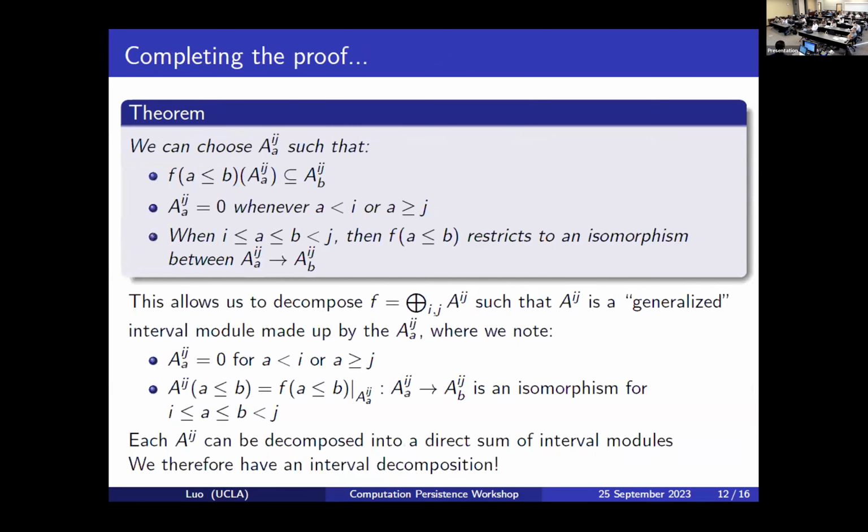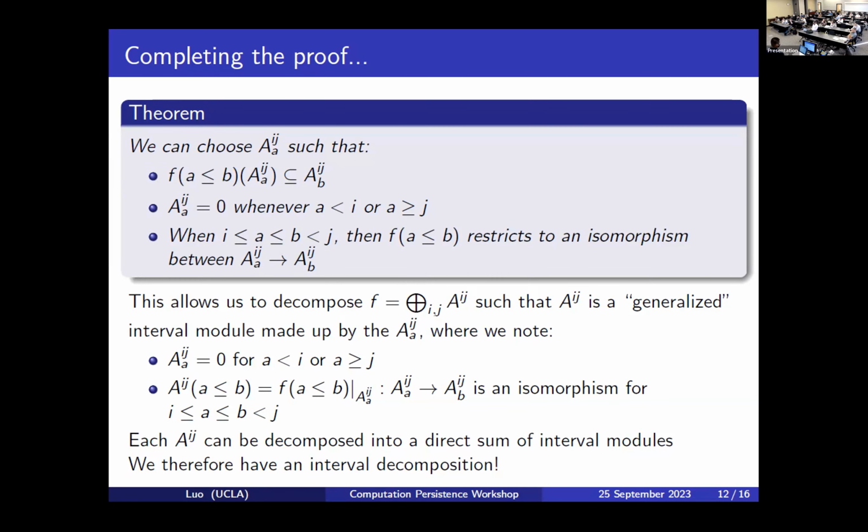So in fact, we can choose the Aij's in a more powerful way, where essentially, if we take one of our structure maps from A to B and look at the image of Aija, we can choose the Aij's in such a way that the image of Aija is inside Aijb.